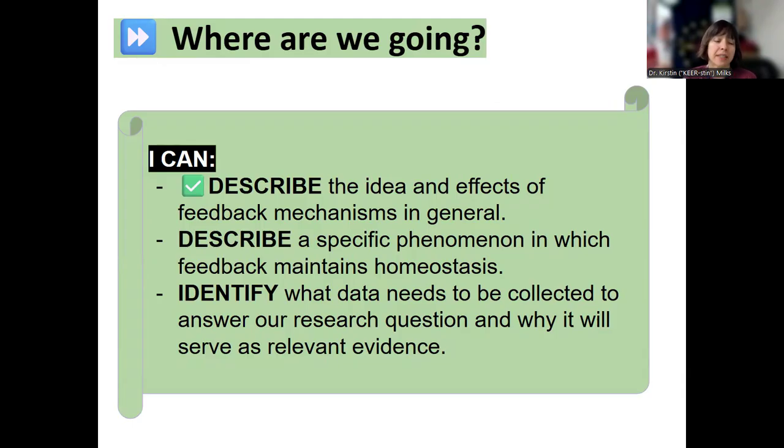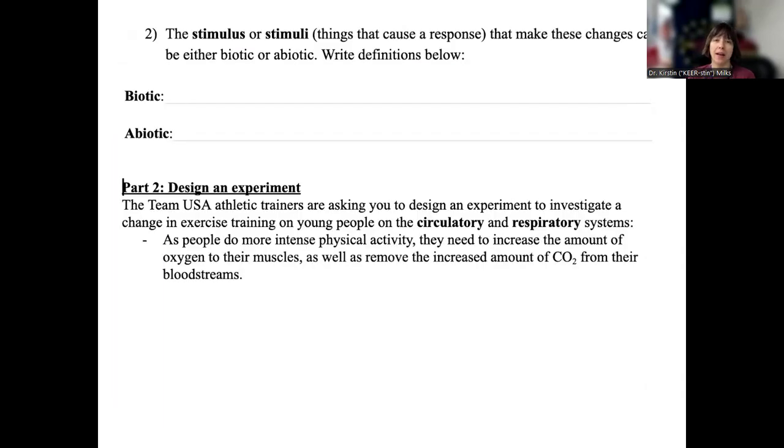Now you're going to explore some phenomena in which feedback maintains homeostasis. We're going to think about exercise for that. And we're going to identify what data we need to collect to answer a research question and why it will serve as relevant evidence. So the stimulus or stimuli that makes changes can be either biotic or abiotic. And you're going to write a little definition. Biotic is living, like a living systems thing, and abiotic is not alive. So you just pause the video and write those down.